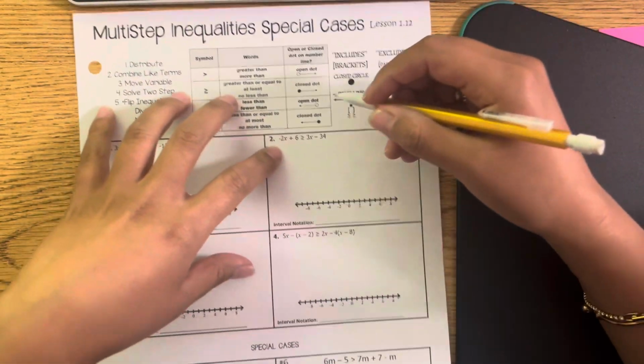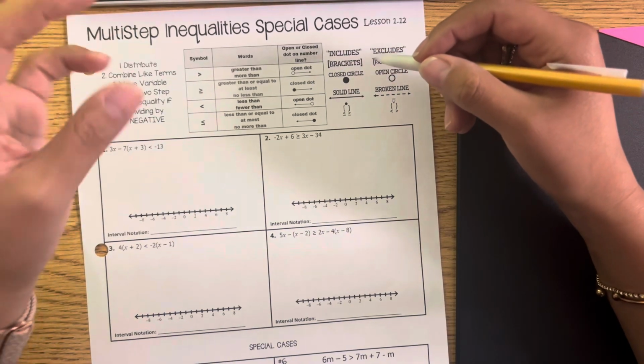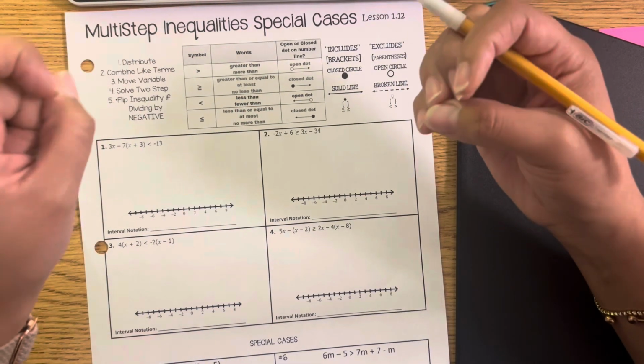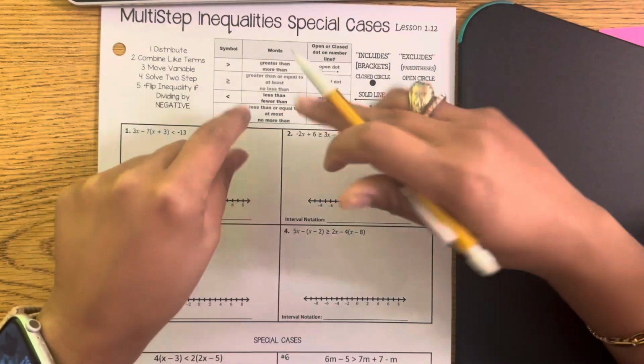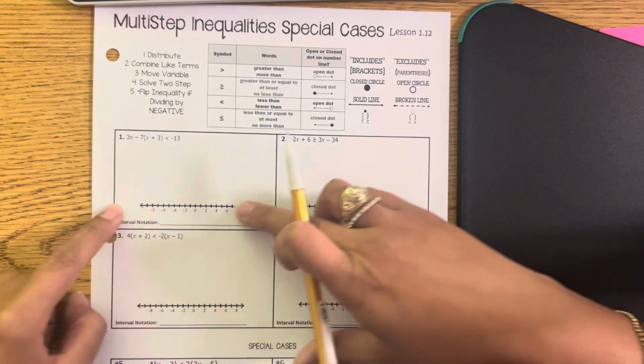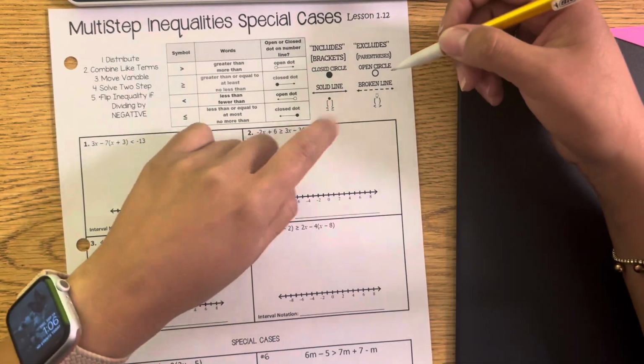But the kicker is when you get to that very last step, which is ultimately going to be division, figure out what you're multiplying by, because if you divide by a negative, we have to flip the inequality, which ultimately affects the shading of our number line and then the interval notation.